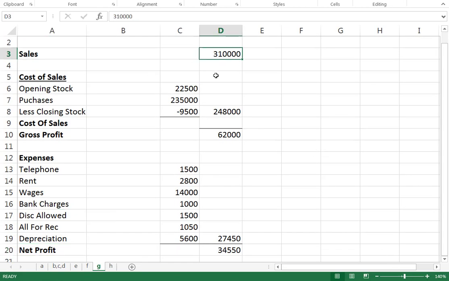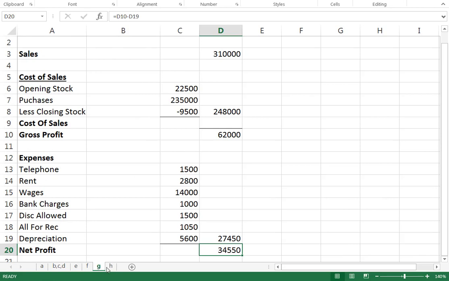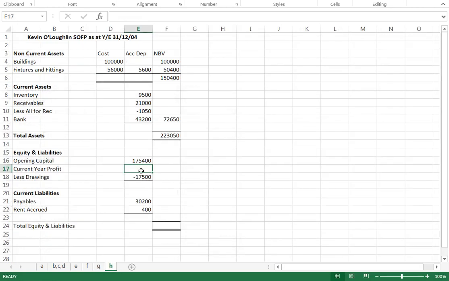Okay, so I have my sales, I've done my cost of sales calculation, I've taken off my cost of sales, giving me a gross profit of 62,000. I've added in all of my expenses, I've totaled them to come to 27450. That gives me a net profit of 34550. Put my net profit then into my, what was it again? 34550.